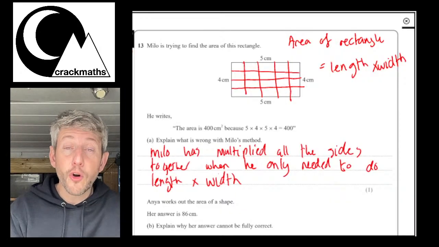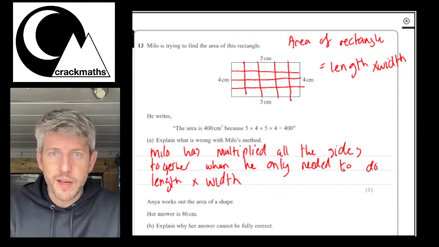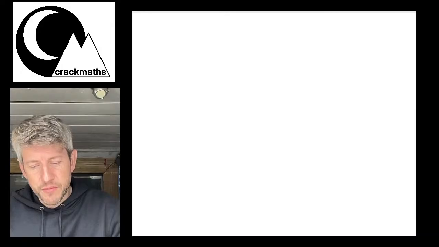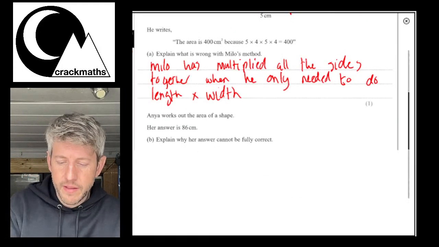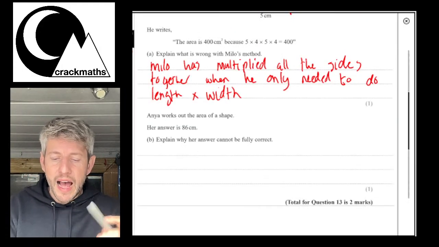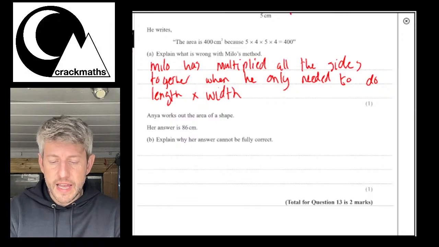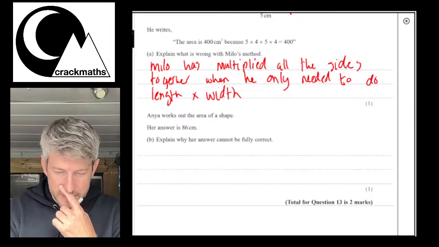It's likely he got confused with the formula of the perimeter, where you do add all the sides together. Okay, that's my suspicion of what's gone wrong with Milo's question. Anya works out the area of the shape. Her answer is 86 centimetres.